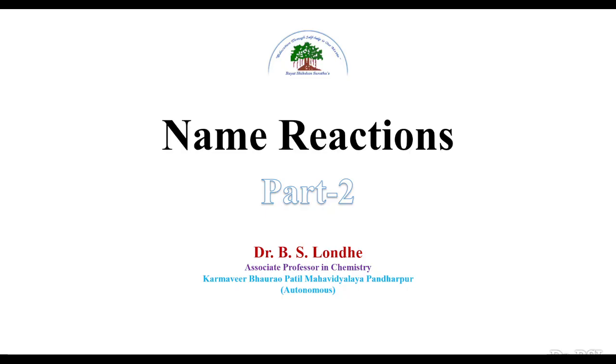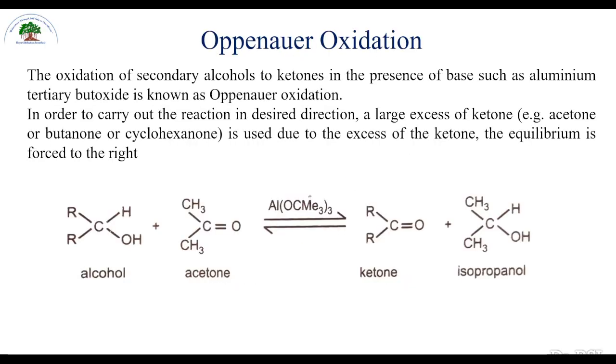Name reaction part 2. In this part, let us see Oppenauer oxidation. We have already seen that an oxidation reaction is nothing but addition of oxygen or removal of hydrogen. Here, the oxidation of secondary alcohol to ketone takes place in presence of aluminum tertiary butoxide.